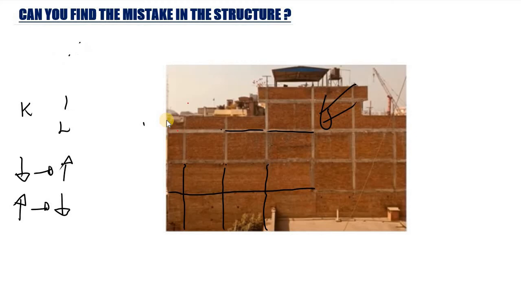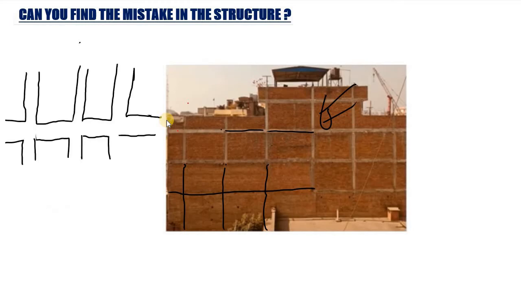So let me erase this. Let's say this part is the shortest span of the structure, and we're having these columns. So these are the columns. Normally we provide reinforcement inside this beam. So we provide longitudinal reinforcement like this inside this beam.